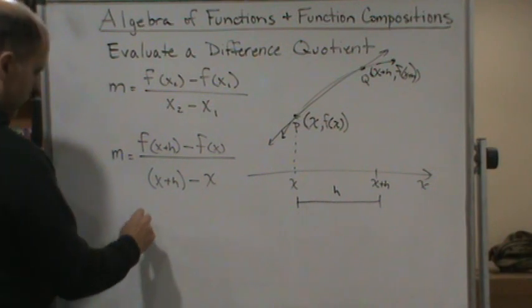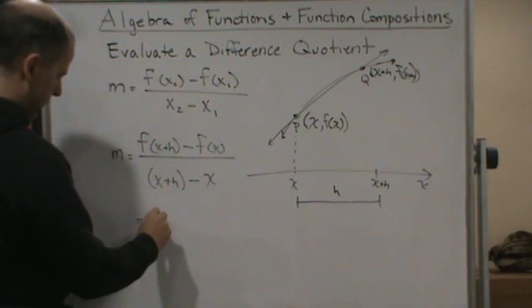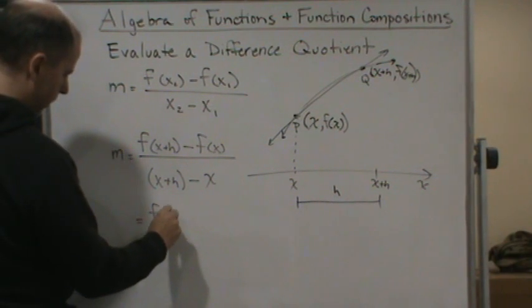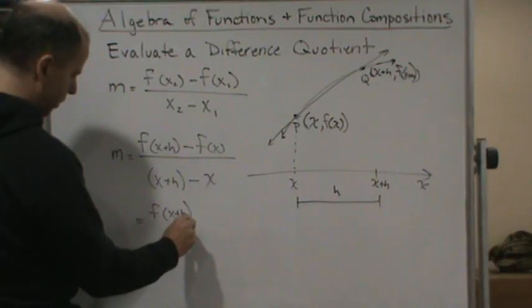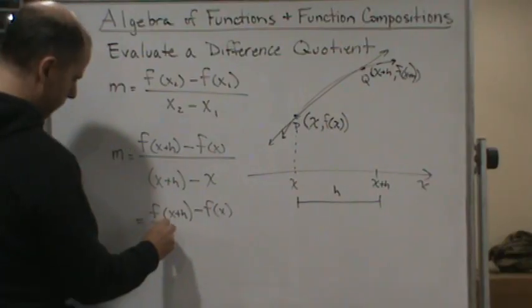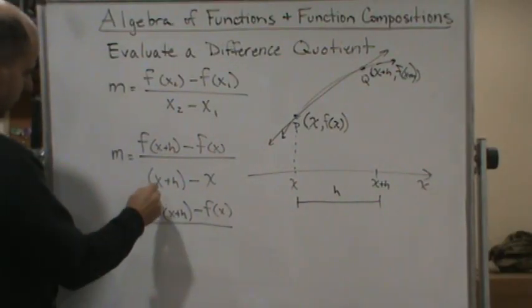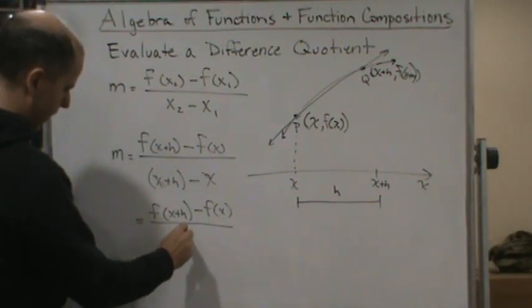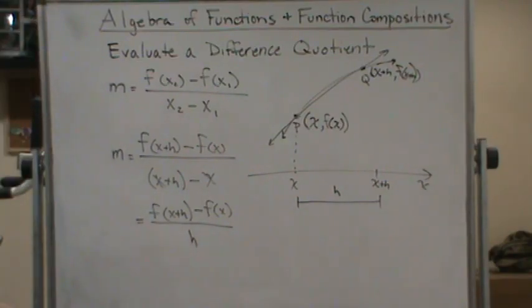And of course, the denominator simplifies, so it'll become f of x plus h minus f of x in the numerator divided by, well, in this case the x's cancel out and we're just left with h, and this is what we call the difference quotient. Okay?